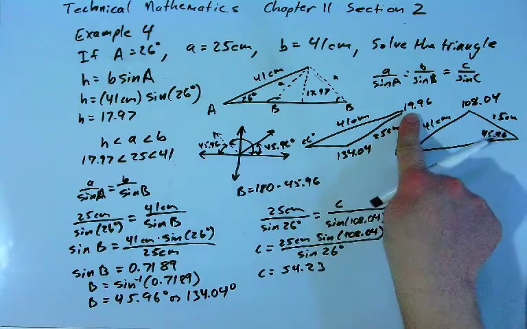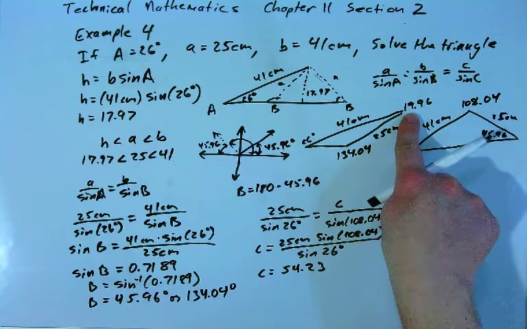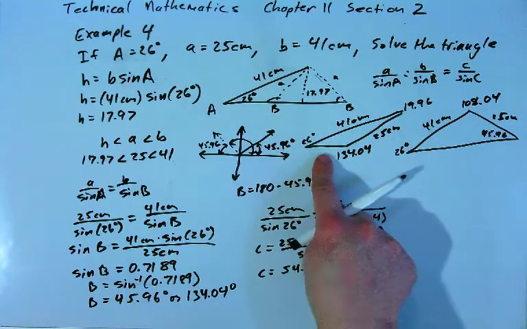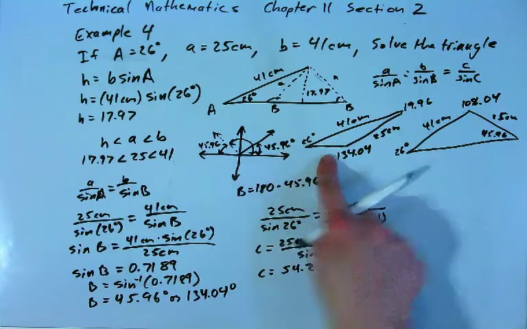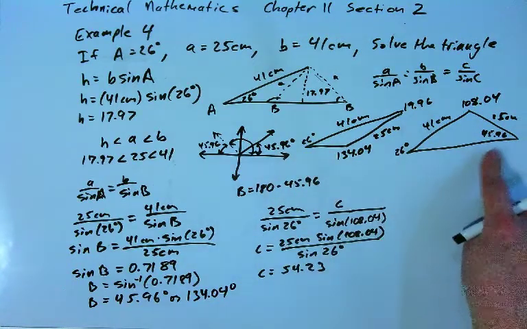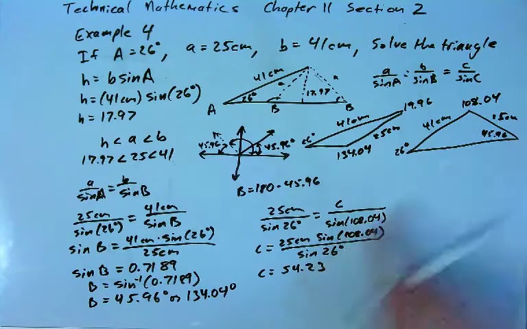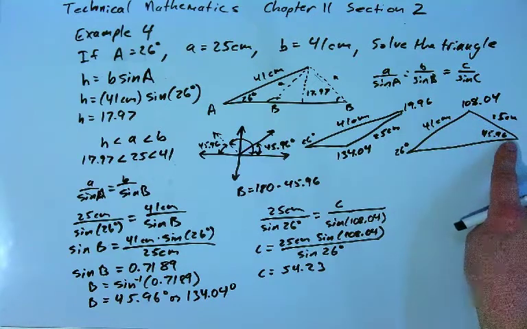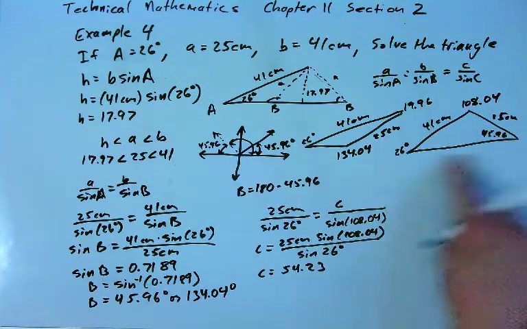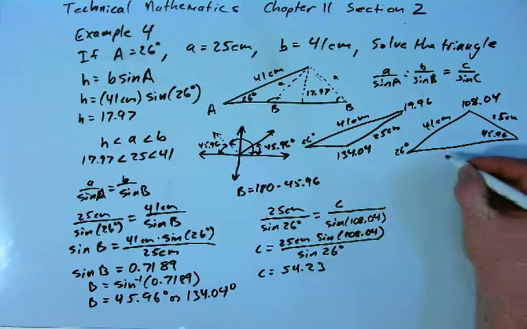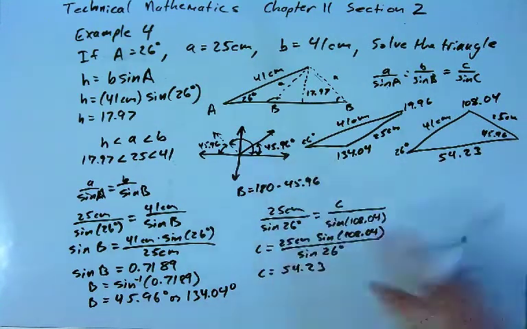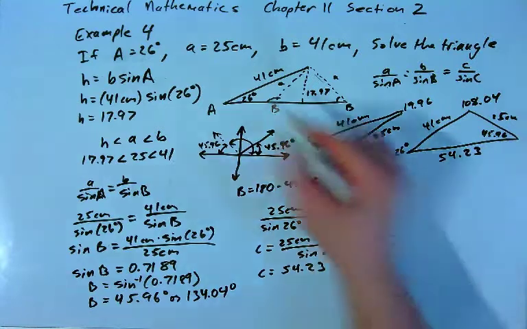So in this triangle, where angle C is an acute angle and angle B is obtuse, then side C, it's this triangle, right, where angle C we think is 108.04. In this triangle, where angle C is 108.04 and angle B is 45.96, we get a length of side C of 54.23. And for this triangle, we'll do the same procedure here.